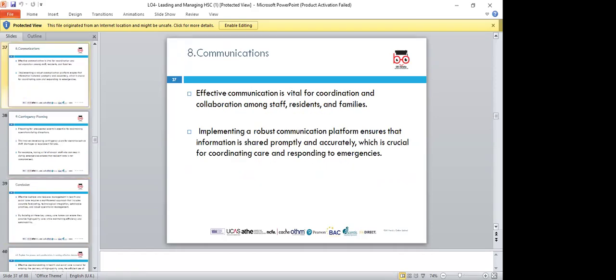We spoke about effective communication. Without proper effective communication and collaboration among staff and residents, there will be issues within the care home. Okay, you have to implement a robust communication platform that ensures that information is shared promptly and accurately, which is crucial for coordinating care and responding to emergencies. Okay.